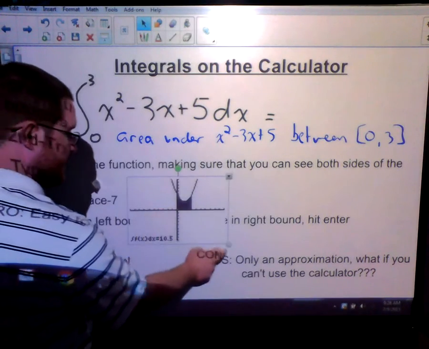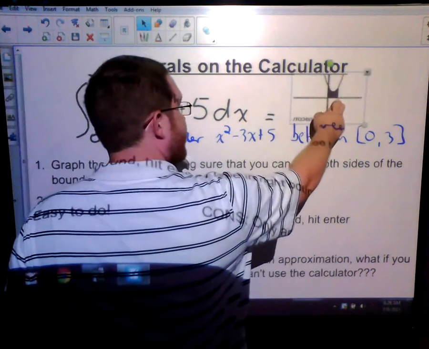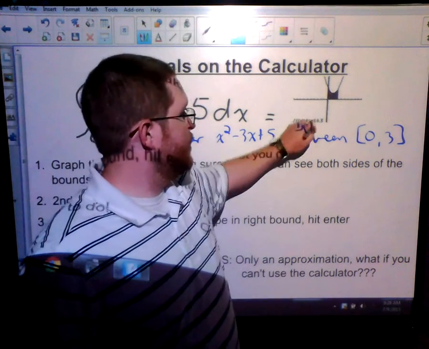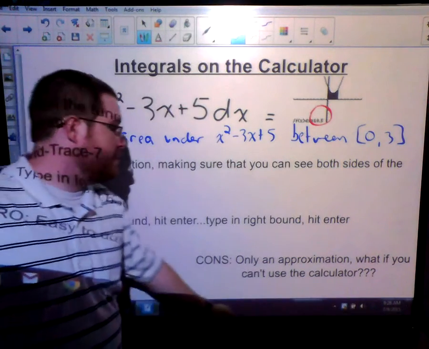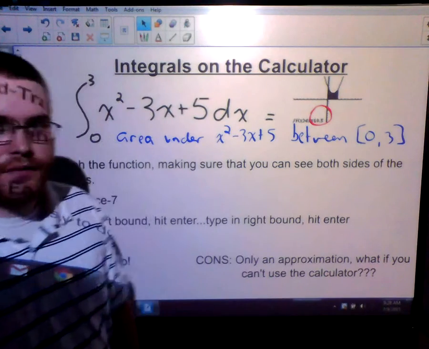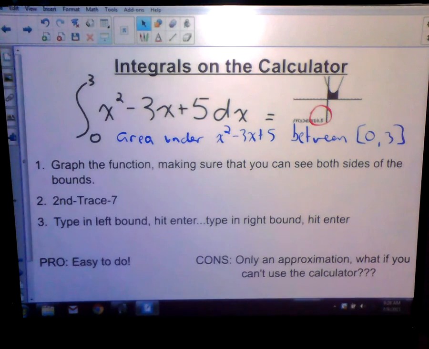I don't have a place to put this. The area is 10.5. What's the advantage? It's extremely easy to do. What's the disadvantage? What if you can't use a calculator? Okay? Know this. It's really easy to check your work with these.